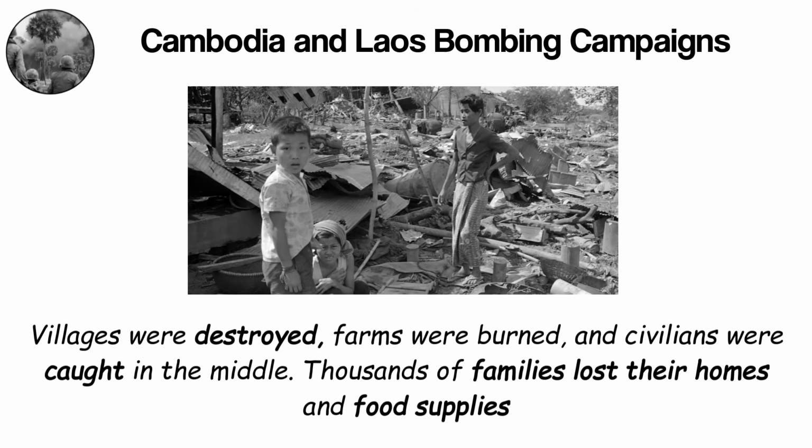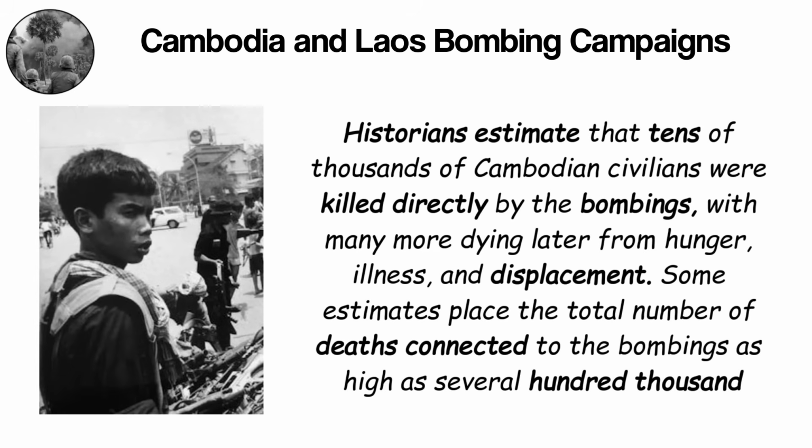Villages were destroyed, farms were burned, and civilians were caught in the middle. Thousands of families lost their homes and food supplies. Historians estimate that tens of thousands of Cambodian civilians were killed directly by the bombings, with many more dying later from hunger, illness, and displacement. Some estimates place the total number of deaths connected to the bombings as high as several hundred thousand.